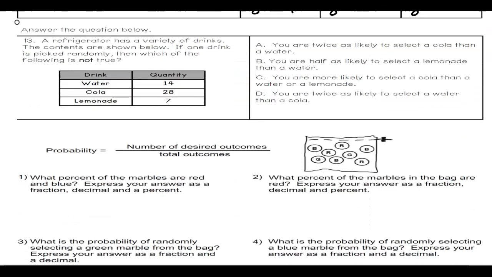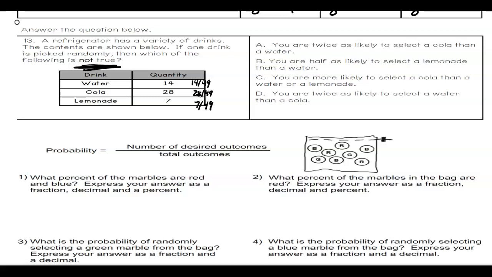Number 13, a refrigerator has a variety of drinks. Contents are shown below. If one drink is picked at random, which is not true? So again, add these all up. Looks like you have 49. So 14 out of 49, 28 out of 49, and 7 out of 49.